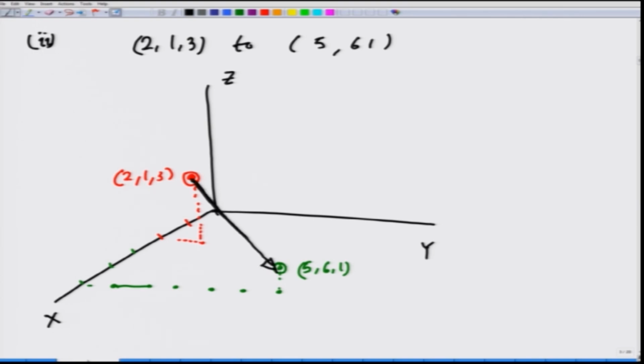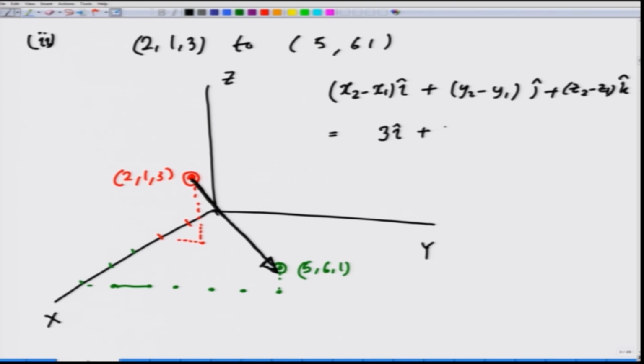This is the vector. Keep in mind that two vectors are equal even if they are moved parallel to themselves. So, even if I move the tail to the origin, I will produce an equal vector. How do you represent this vector? Again, I will write x2 minus x1 i plus y2 minus y1 j plus z2 minus z1 k. So, this comes out to be 3i plus 5j minus 2k.